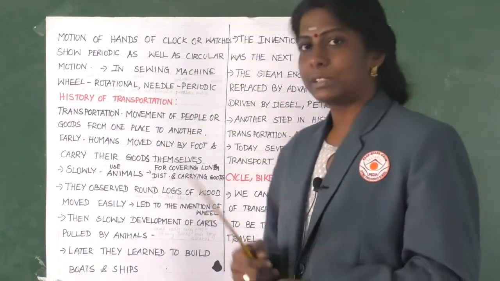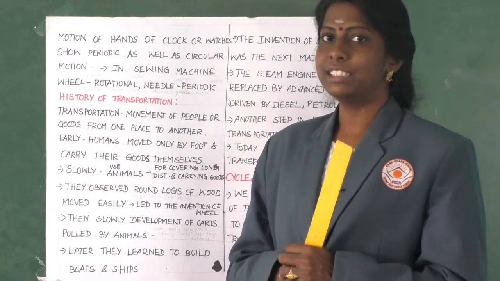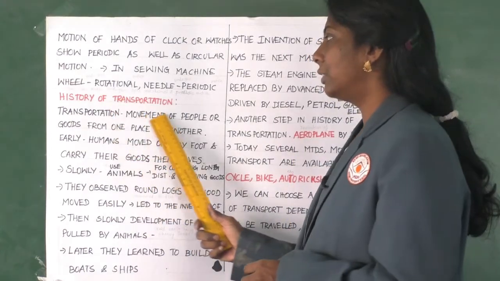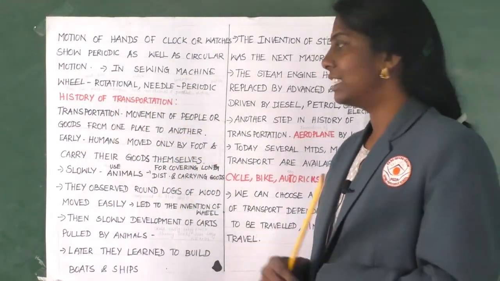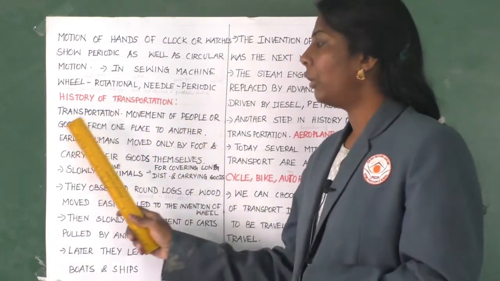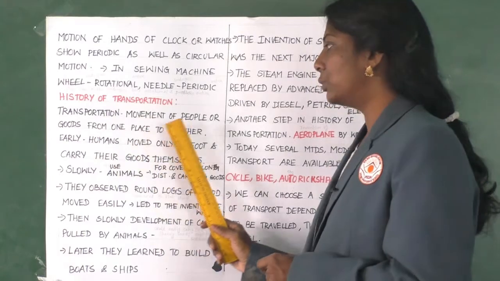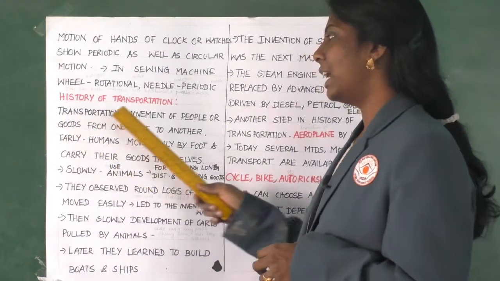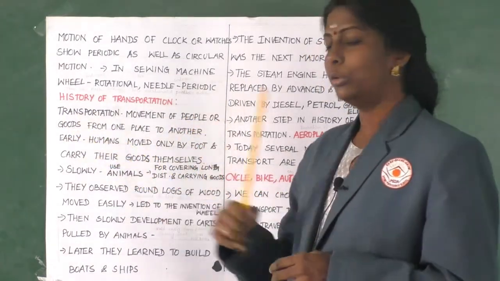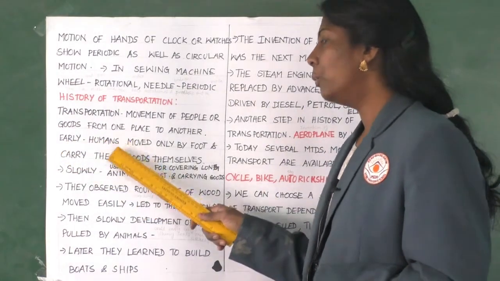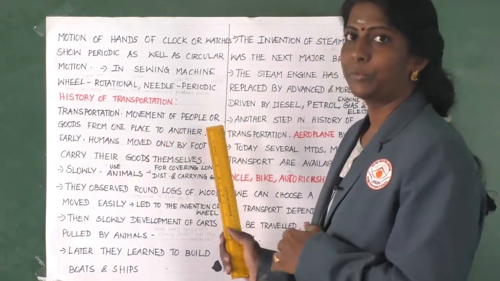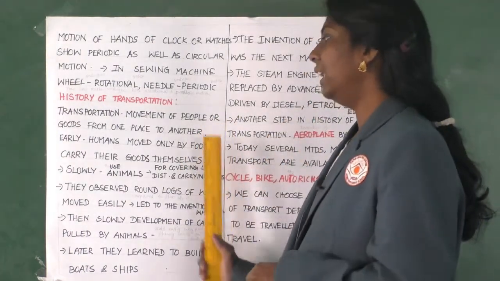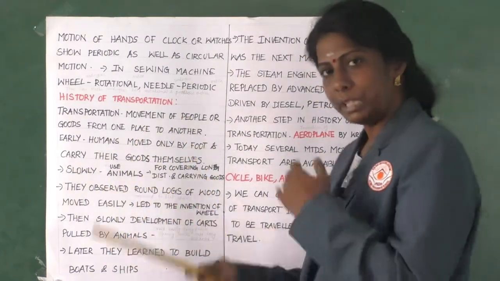The next part of this chapter is about the history of transportation. What do you mean by the word transportation? Transportation is nothing but the movement of people or goods from one place to another. In early days, humans moved only by foot. The very first time, they used to move only by foot, and carry their goods by themselves.